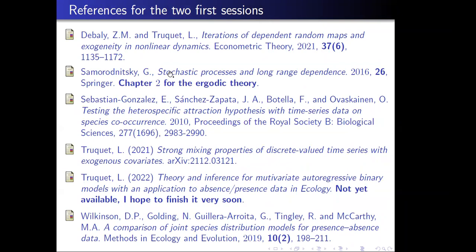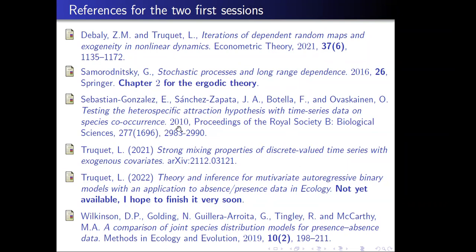So before starting the first part about ergodic theory, I present some references. I have several works about theory for including some exogenous covariates. The first one is based on a study of what I call dependent random maps. I have also a second one which studies the dependence of discrete-valued time series in a quite general context, for multiple binary data, but also for more general categorical time series. And I have a paper that is not finished yet, but it will be specifically devoted to this multivariate autoregressive binary model.